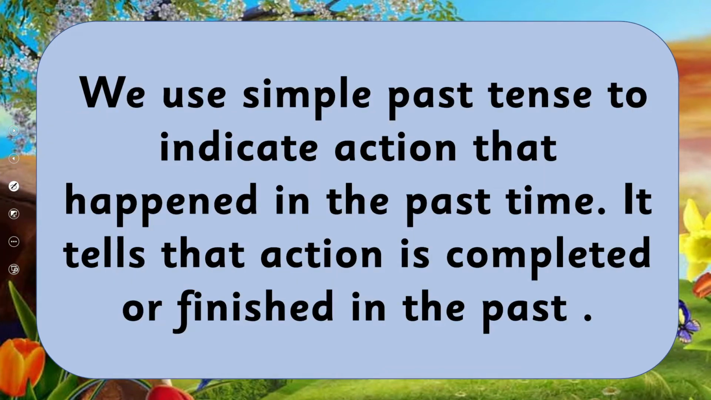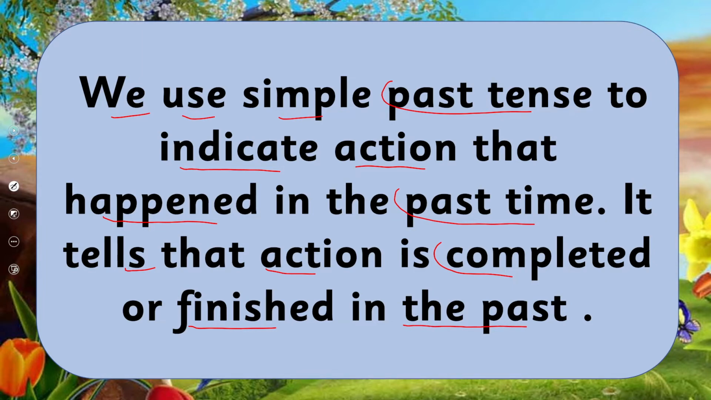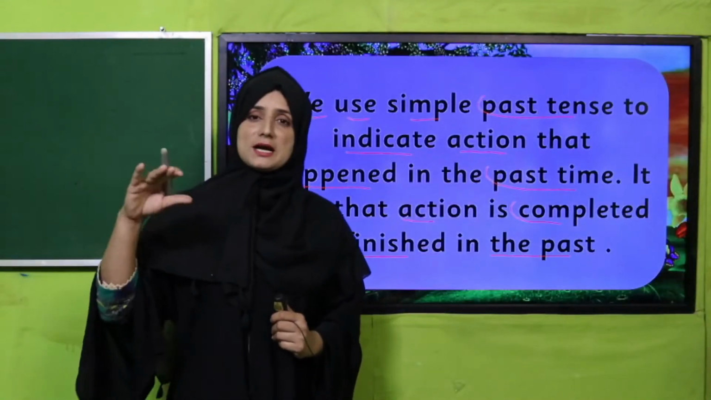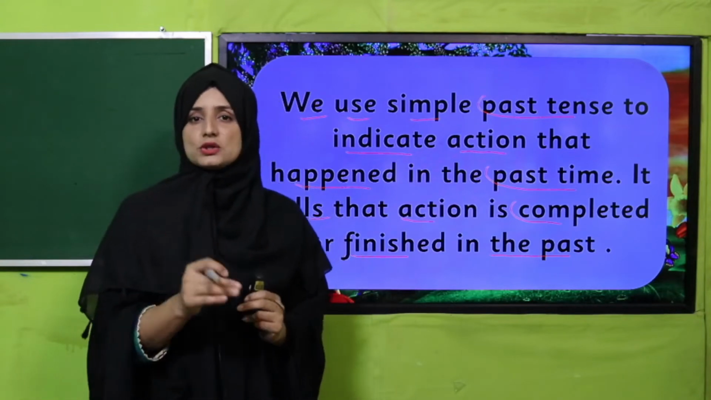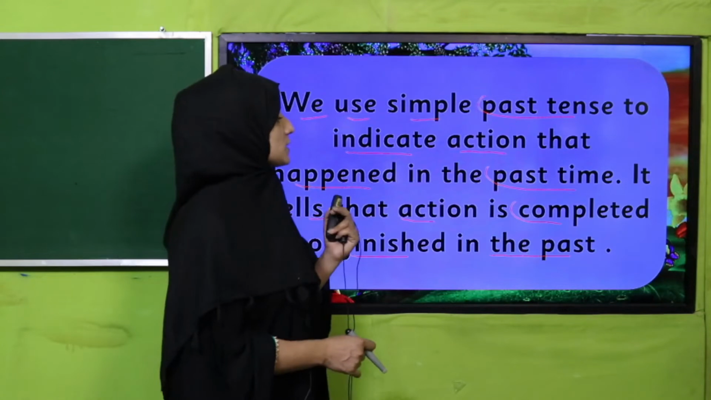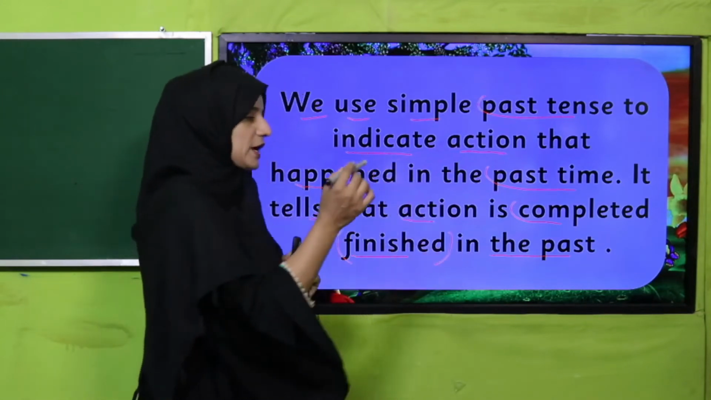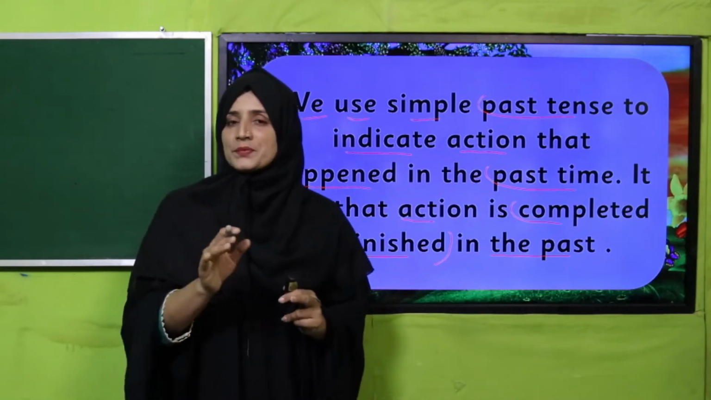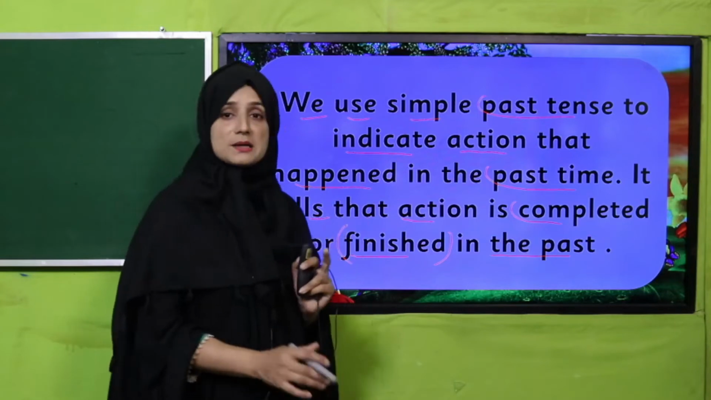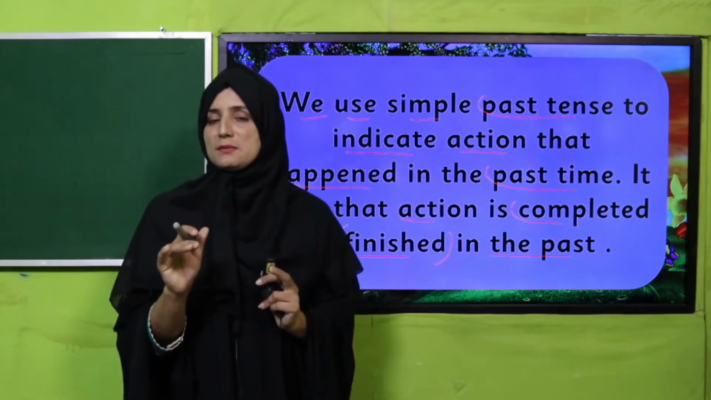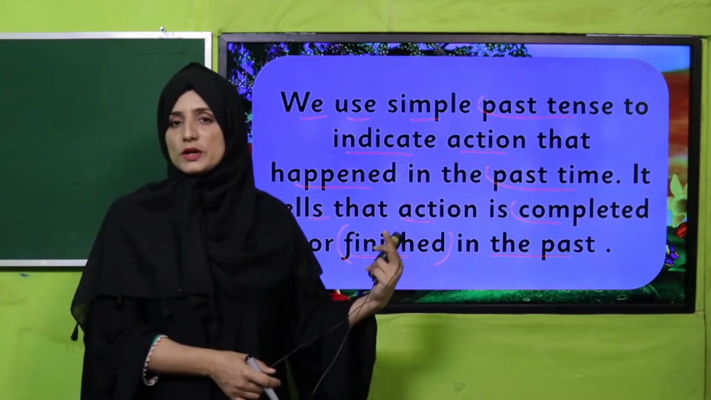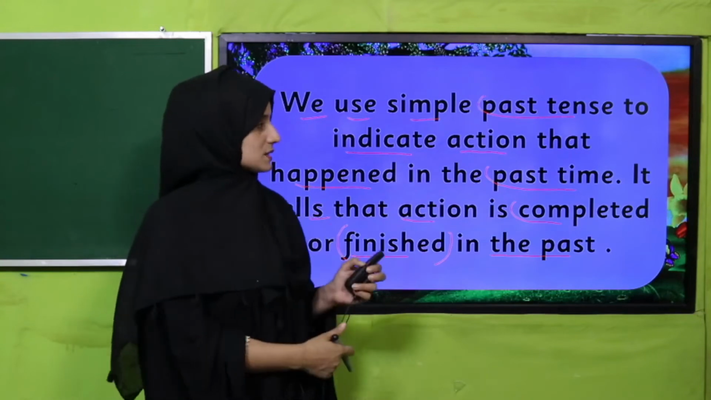So what is simple past tense? We use simple past tense to indicate an action that happened in the past. It tells that the action is completed or finished in the past. Keep in mind, my dear students, simple past tense always indicates an action that happened in past time, and that time has gone and we have done it. This is a completed or finished action. It is not going on, it has been completed. And there is no time limit, my dear students. Whether it was completed a while before or a few days before, there is no time limit. So this is called simple past tense.